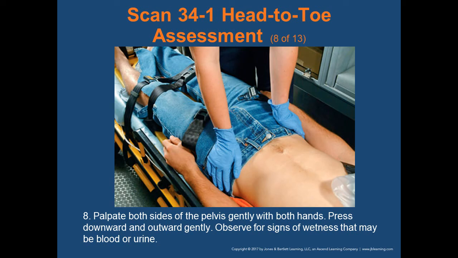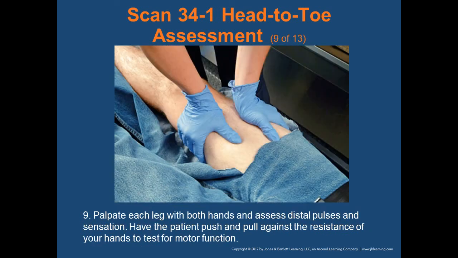Okay, now we're going to palpate both sides of the pelvis gently with both hands, pressing downward and inward gently. Observe signs of wetness that may be blood or urine. Also, we're going to check genitalia if we feel like there's a need for that. If we do elicit pain or crepitus, we discontinue and just chart that we do have an unstable pelvis.